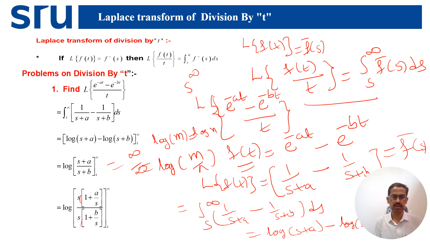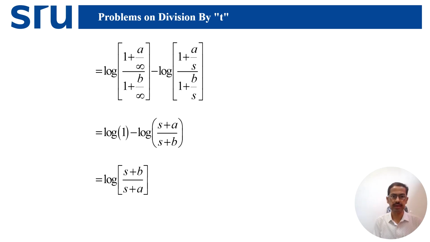Now apply limits. So 1 plus a by infinite. Something by infinite goes to 0. Then what we get? Log of a by infinite, b by infinite, minus log of 1 plus a by s, b by s. Right? So this is log 1, lower limit now, s is equal to s. This is log 1 minus log of s plus a and s plus b. So this is equal to log of s plus b by s plus a.